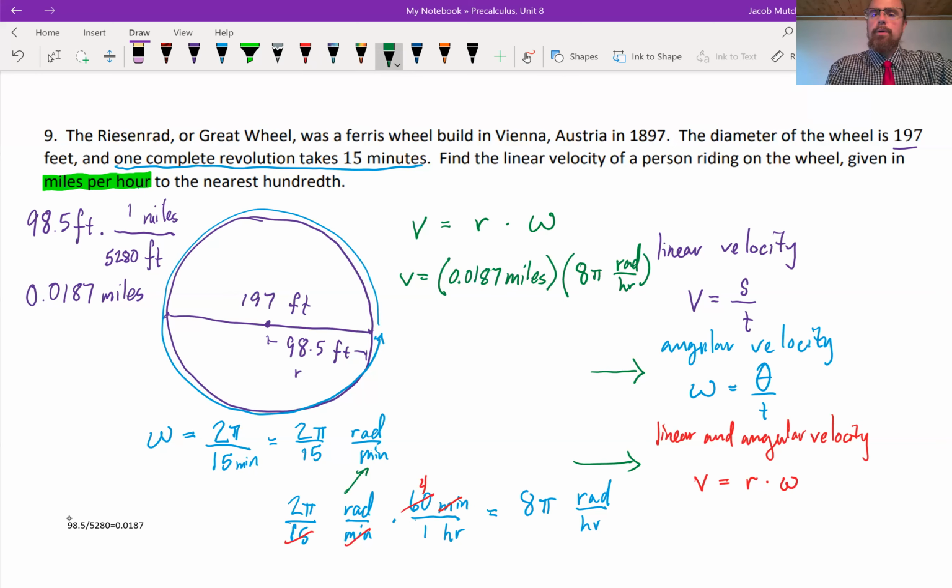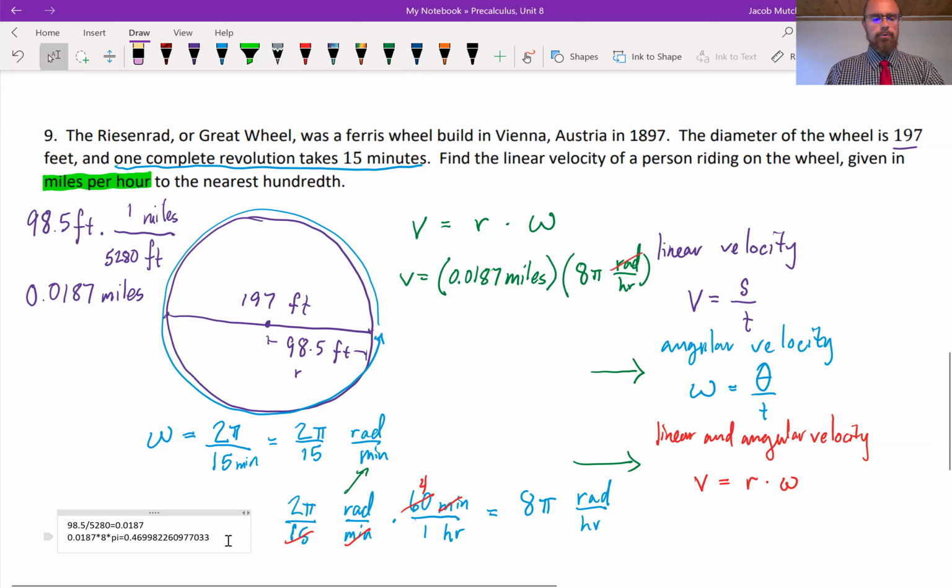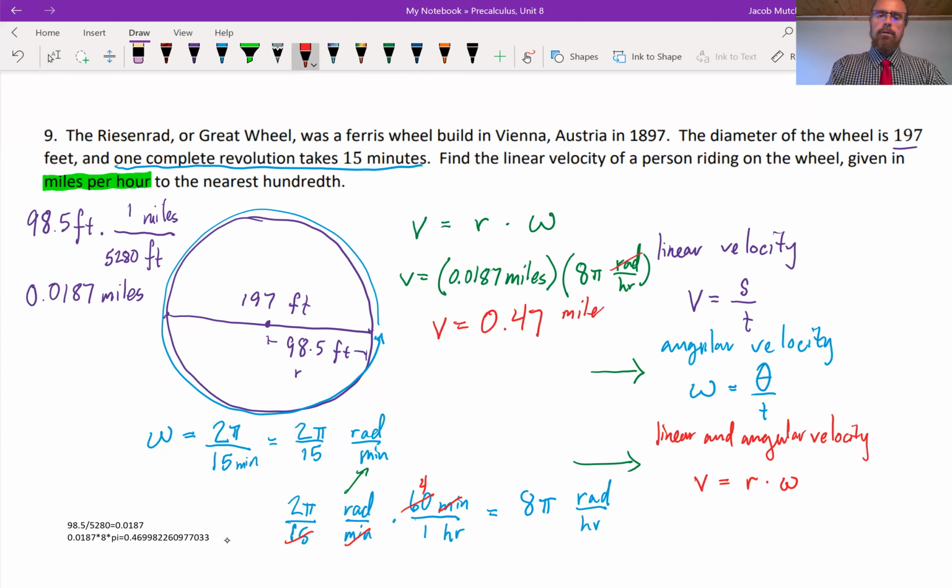I see radians, as a unit, fades away. It's going to be miles per hour. So I just need to multiply 0.0187 times 8 pi. I'll use the calculator to make that estimate. Again, I see I need to round to the nearest hundredth. So 0.0187 times 8 times pi gives me a long approximation. I only need the first two values to the right of the decimal, so 0.47 miles per hour.